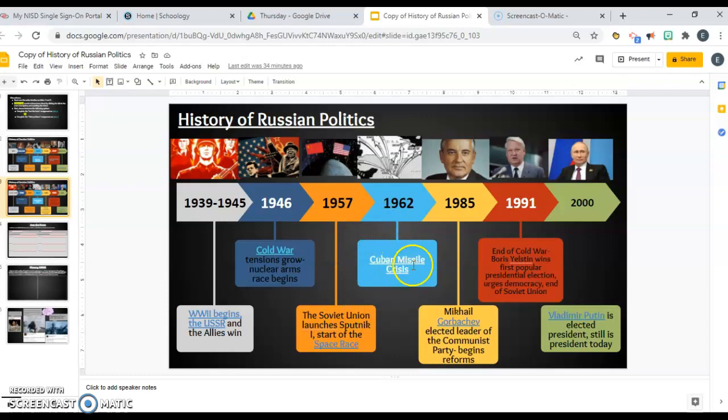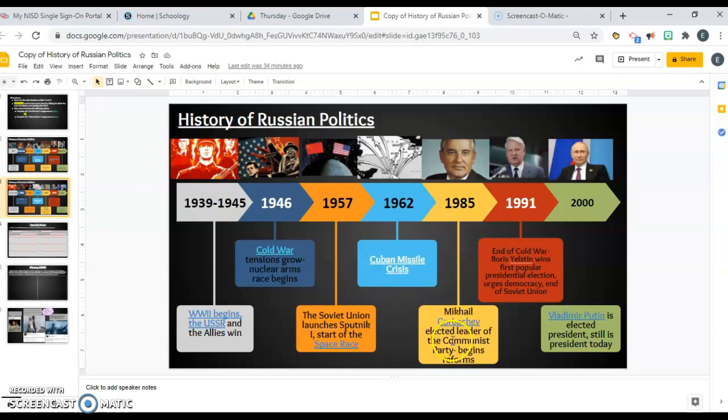1962, you have the Cuban Missile Crisis. This was a very fearful time. 13-day standoff between the Soviet Union and the United States again. This time, the Soviet Union had put nuclear war missiles in Cuba, which is only 90 miles away from Florida. So obviously the United States is very nervous about this, and they have a 13-day standoff, and people were genuinely scared that we might have a nuclear war.